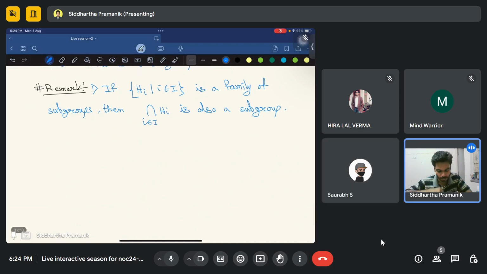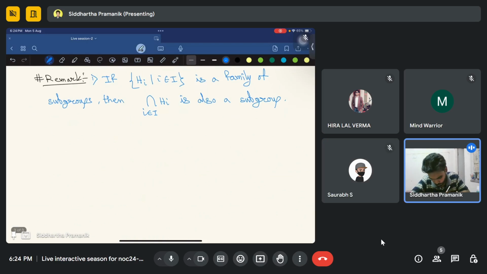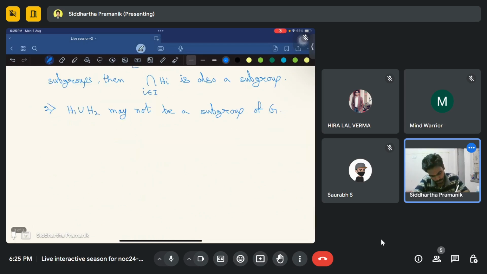Yeah, that is correct. So let me put that as second remark. The union may not be a subgroup. It can be sometimes, but not always. So it may not be a subgroup of G. As he says the example, let me write down the same example.